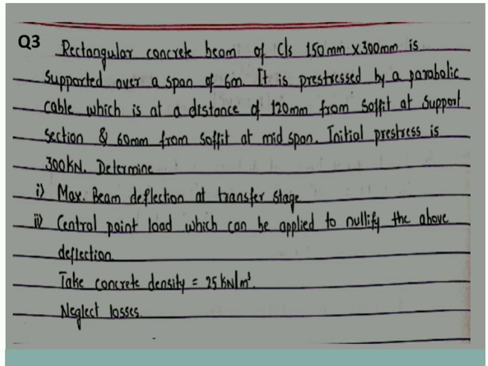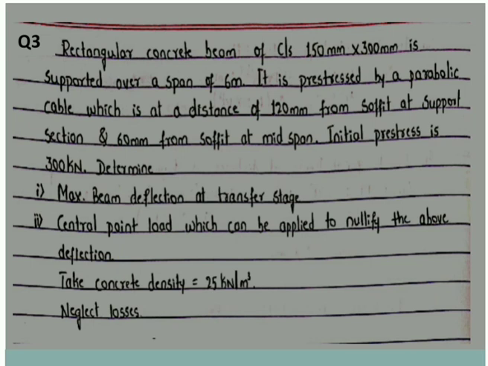So in this example, we have a rectangular beam of cross section 150 by 300 mm, which is supported over a span of 6 meters. It is pre-stressed by a parabolic cable which is at a distance of 120 mm from the soffit at the support section and 60 mm from the soffit at the midspan. Initial pre-stress applied is 300 kN. Determine maximum deflection at transfer stage, central point load which can be applied to nullify the above deflection. Take the density of concrete as 25 and neglect the losses. So this is an example from the question paper.